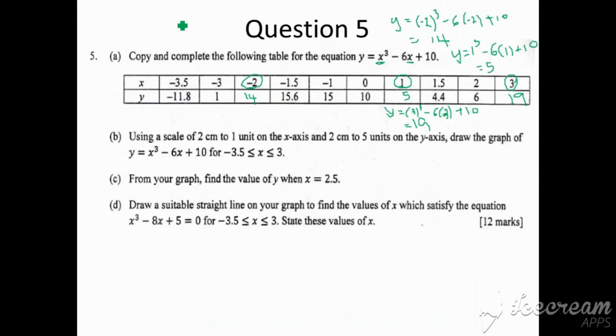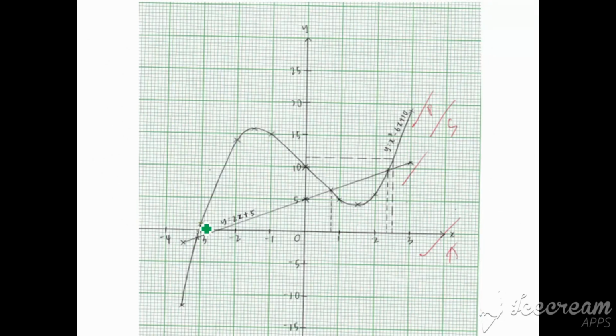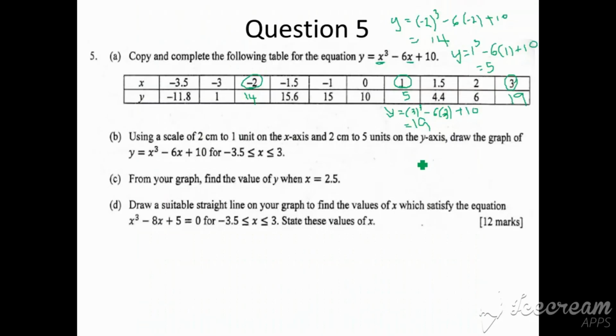Okay, then many of you get this wrong. Negative 3, positive 1 is here. Negative 3, positive 1, this point. Many of you plot it here, which becomes negative 3, negative 1, then this point is wrong. Then you will lose this mark. Okay, then you have to draw a nice graph. So this will gain you another mark. Okay, so this is for part B.